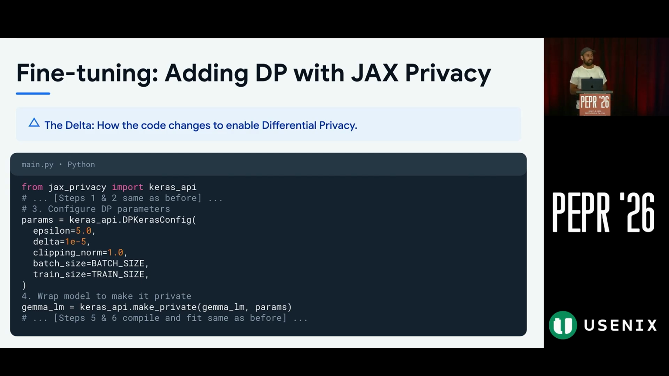To give you an example of scale, we were able to use JAX Privacy to train models up to almost 30 billion parameters. So I would say it is fairly scalable, and you can train modern size LLMs with it.